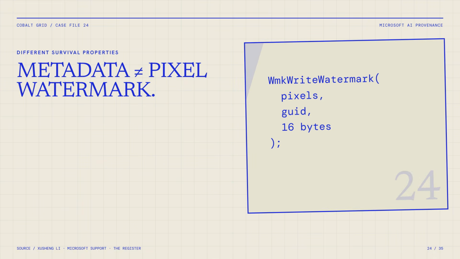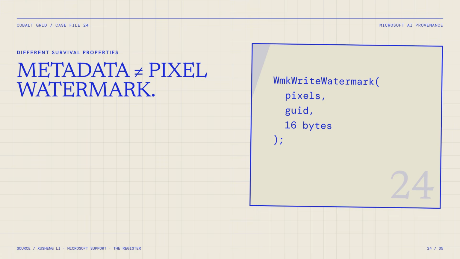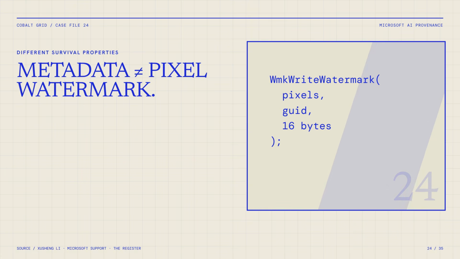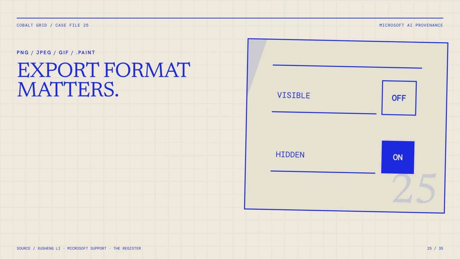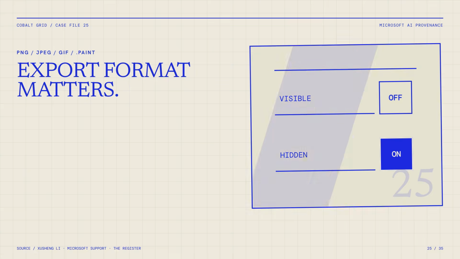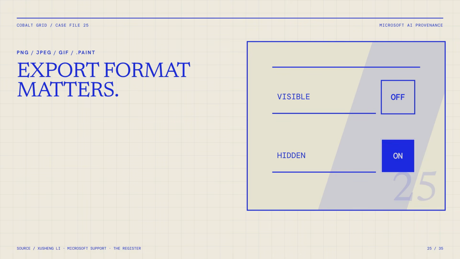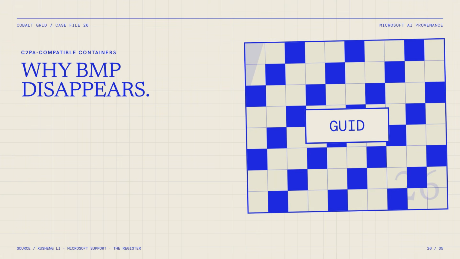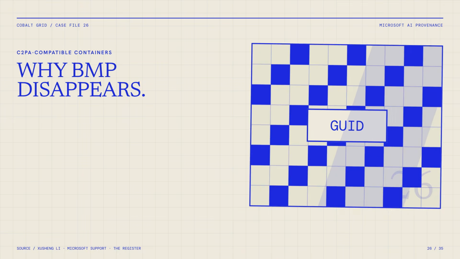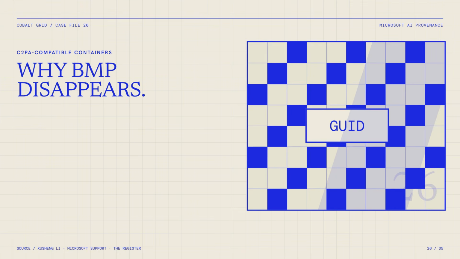File metadata and pixel-level watermarking can survive, fail, or be removed in different ways as an image is transformed. Paint also limits direct AI image exports to formats such as PNG, JPEG, GIF, and its own Paint format. Those formats can preserve C2PA information. Classic bitmap files do not provide the same convenient place for an embedded manifest.